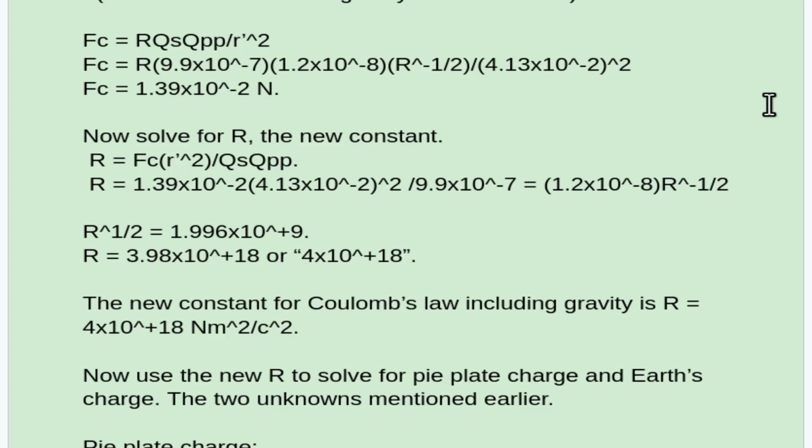You take the square root and end up with a new constant for Coulomb's law of 4.4 times 10 to the plus 18 newtons meters squared divided by coulomb squared.